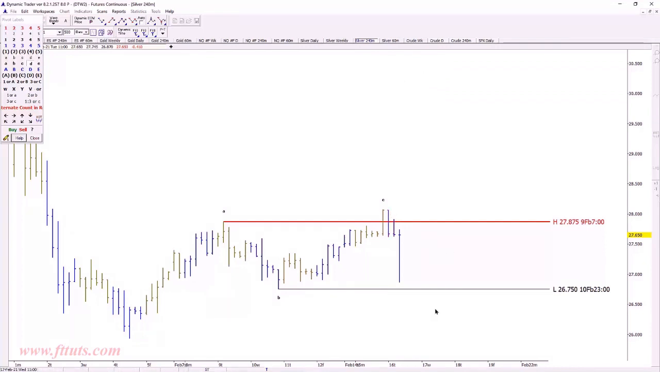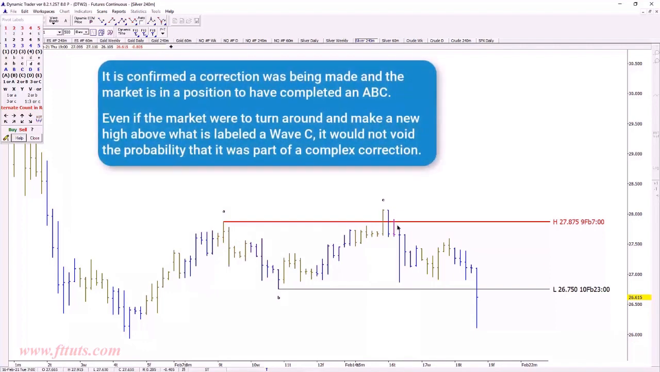Let's add some more bars on the chart. There we go. As of the last bar in the chart, we've gone ahead and declined below this wave below. That means we definitely have three sections complete. So it gives us one solid piece of information that this market, which happens to be silver, is making a correction from this low. And it's in a position to have completed an ABC correction.